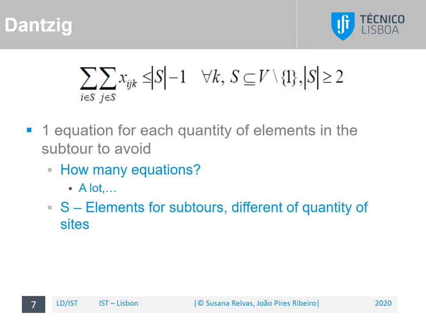The Dantzig approach is different to the MTZ. It will provide one equation for each size of subtours we want to avoid, so it might end up with a lot of equations. The equation itself is given by the double sum of the flows must be lower or equal than S minus 1, and S stands for the size of the subtour we are dealing with.